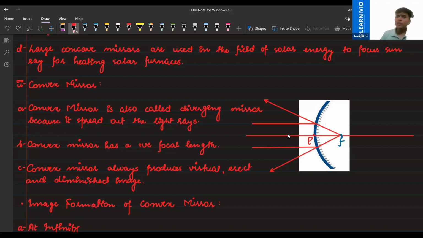The object will always be upright, doesn't matter which mirror you are using. But the image formed may be downwards. It will basically be inverted or erect. It depends on what nature of mirror we are using. Any doubt so far?